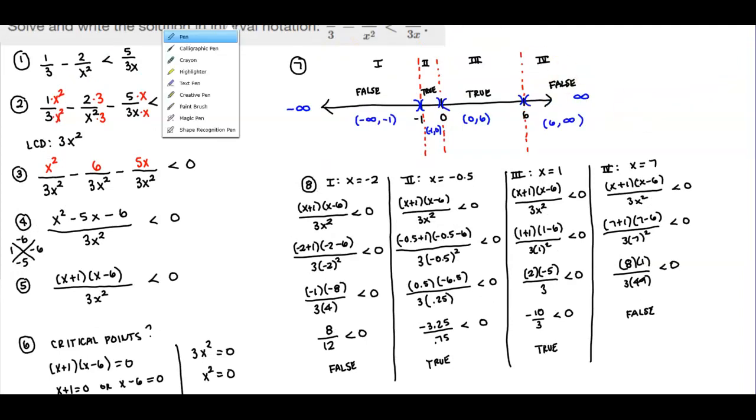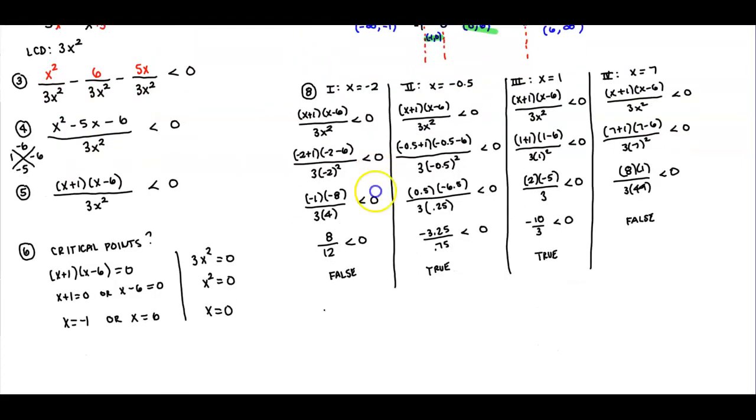So where do we see that it is true? Well, it's true in region 2, so we know -1 to 0. And then it's also true in region number 3, which is 0 to 6. Now keep in mind, we cannot include the 0. We can't just go straight from -1 to 6 because 0 would make this undefined. So now we're going to complete our result. We know it's true from -1 to 0, union 0 to 6.